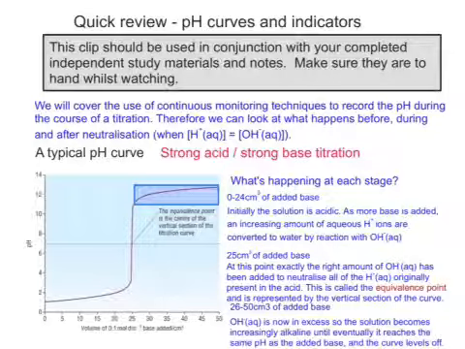Now between 26 and 50 centimetres cubed of added base, the OH- is now in excess, so the solution becomes increasingly alkaline until eventually it will reach the same pH as the added base and the curve will start to level off again.